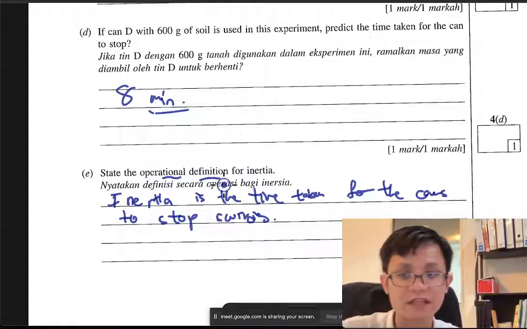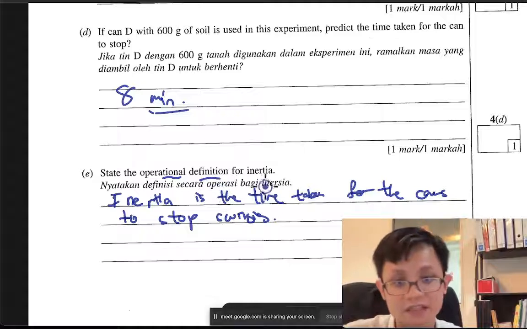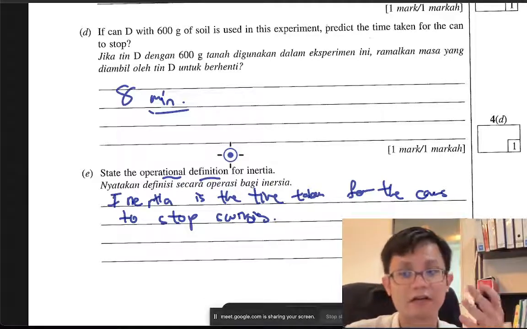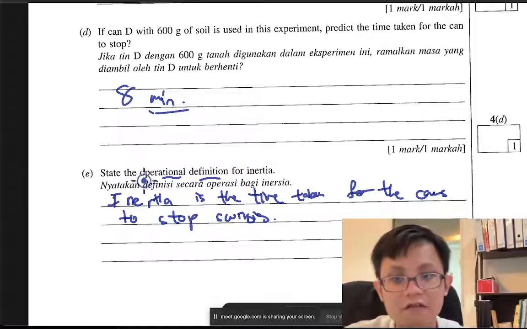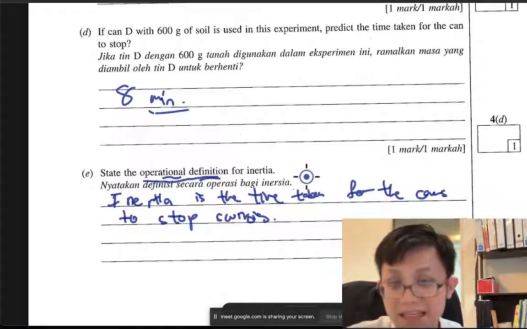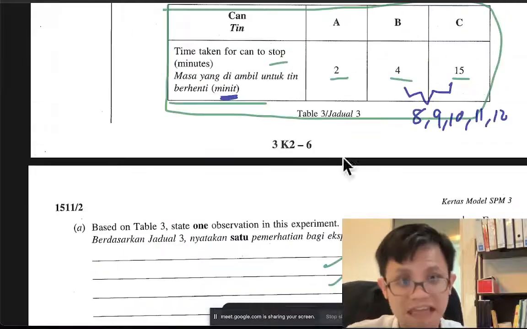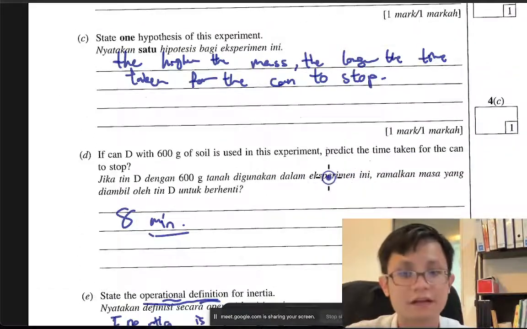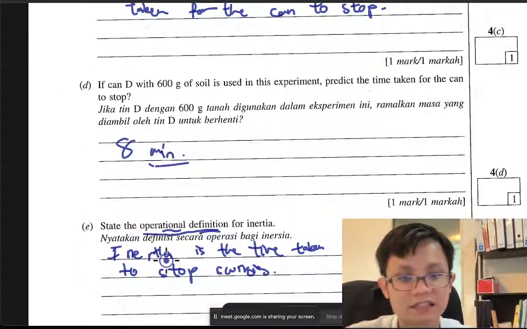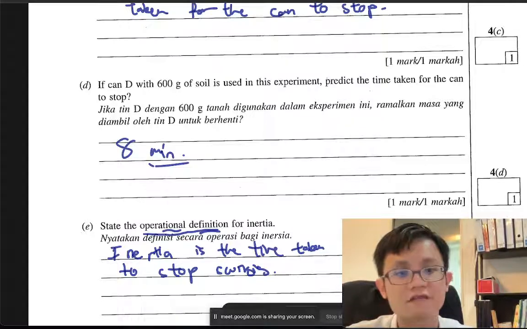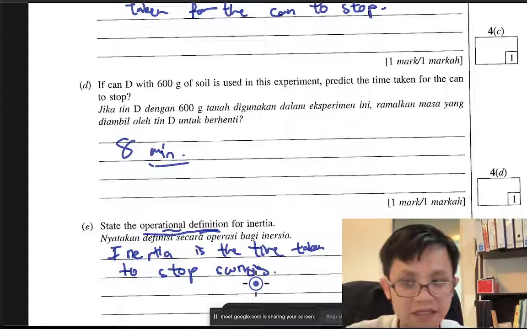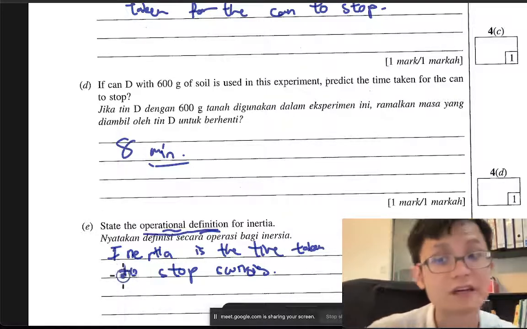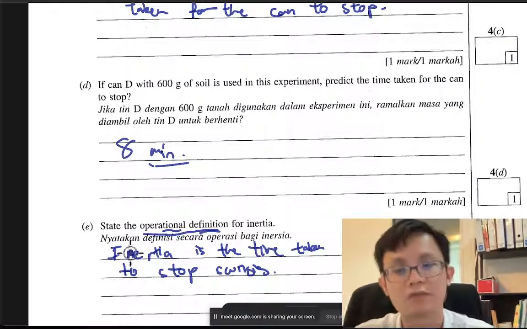Operational definition is different than the definition of inertia. Definition of inertia is just what you read. Operational definition means what is the definition in this experiment. In this experiment, the definition of inertia is the time taken for the cans to stop swinging. But of course, this is not the real definition of inertia. This is the operational definition.